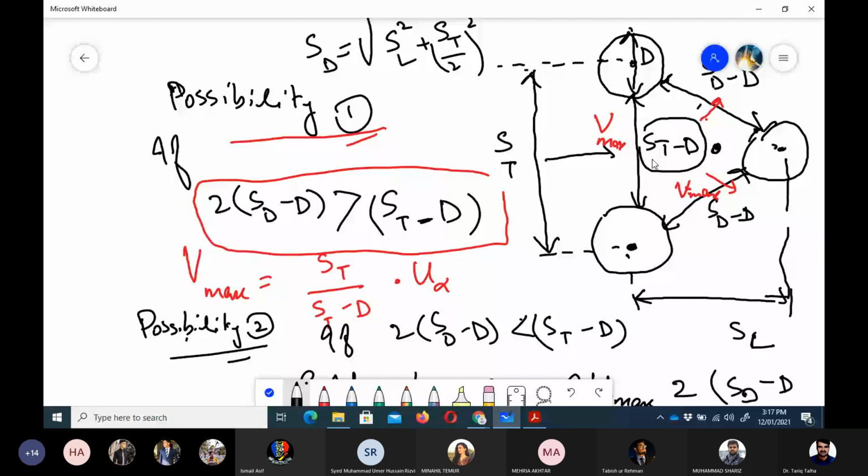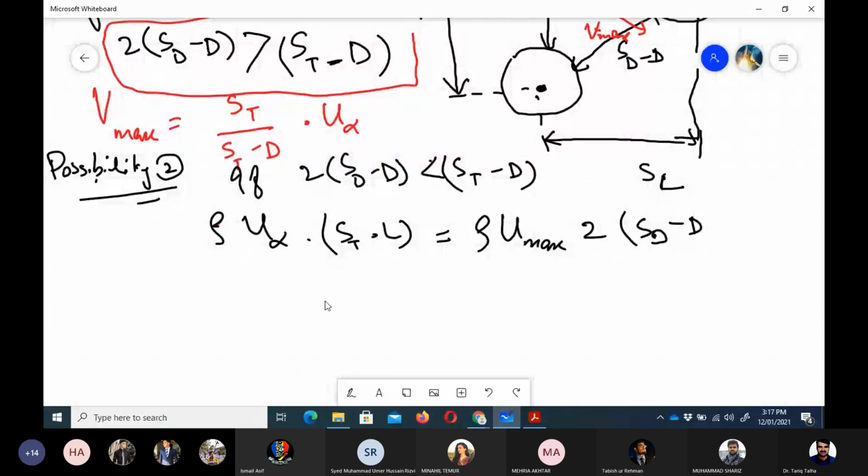So tell me then whether we would use 2 times SD minus D or single SD minus D in the formula. 2 times. So it means that 2 times SD minus D is bigger than ST minus D. Because the cross sectional area here is more, the maximum velocity location would be the same as it was for the inline arrangement. Is that clear? Yes sir.